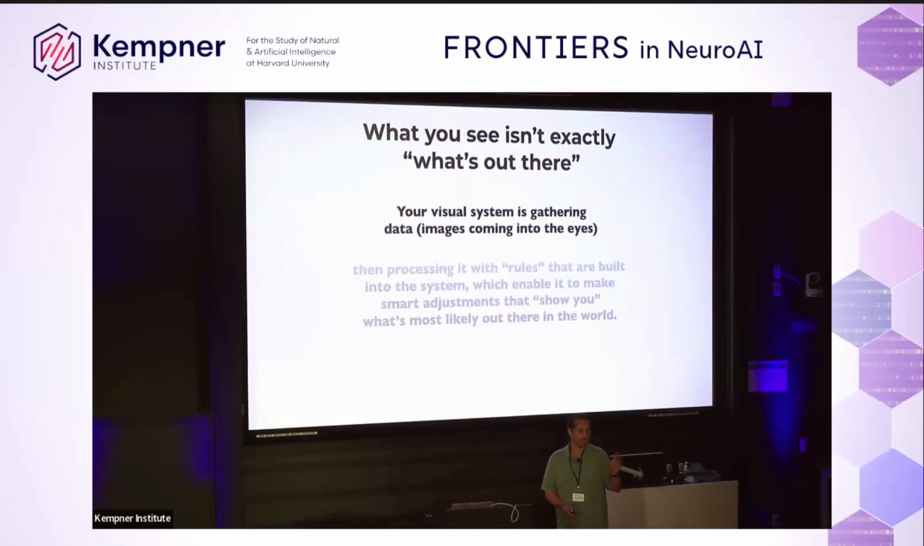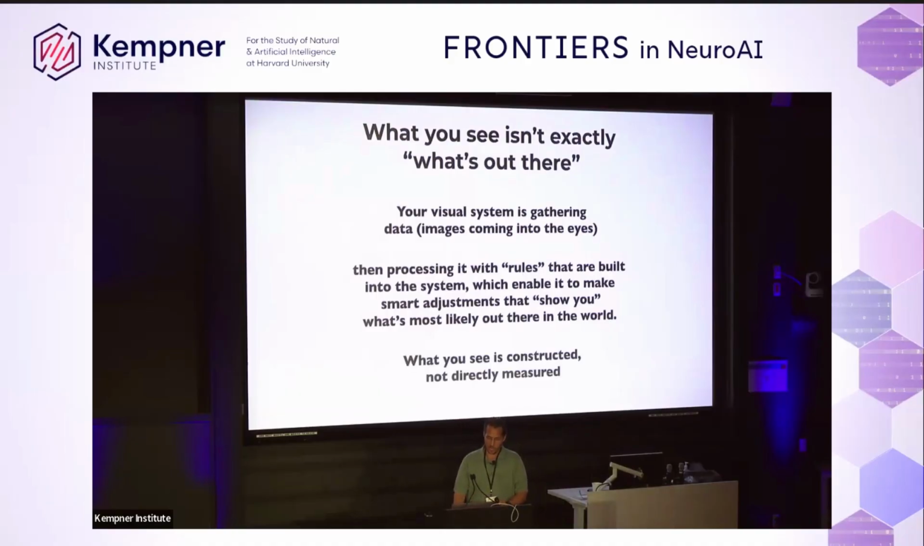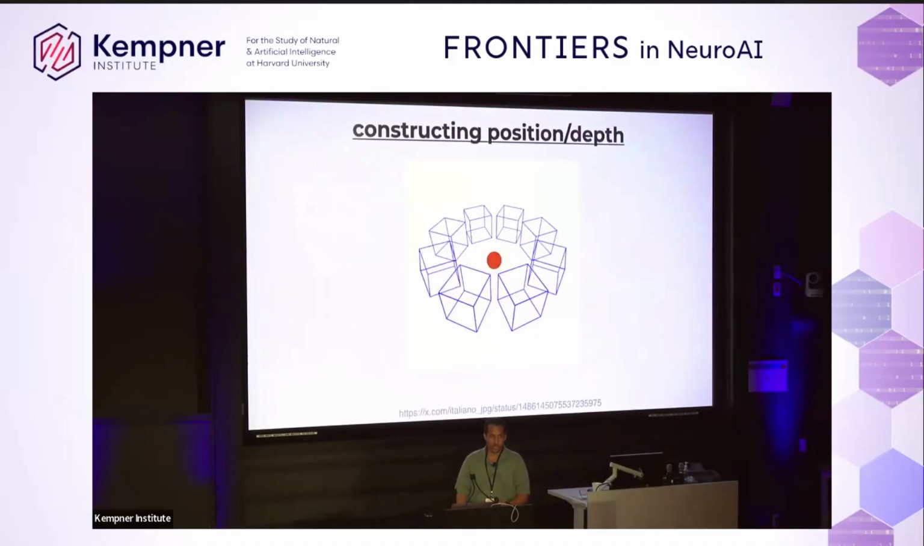Your visual system gathers all this sense data, processes it according to some rules that are built into the system, and makes these smart guesstimates about what's out there. And you see the constructed output, not something that was directly measured.